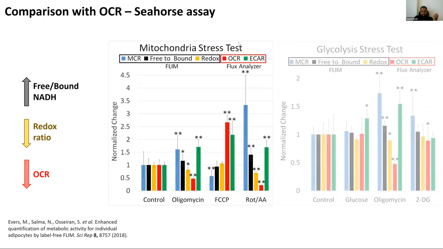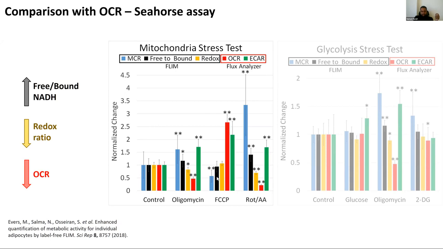This is done in live animal. So comparison with OCR, the idea again here is if your free to bound NADH goes up, your redox ratio goes down, and your OCR, the oxygen consumption rate that is measured from the Seahorse assay, would go down. So if you look at the mitochondrial stress test, compared to control, if you add oligomycin, your free to bound ratio goes up, your OCR goes down, which is expected.